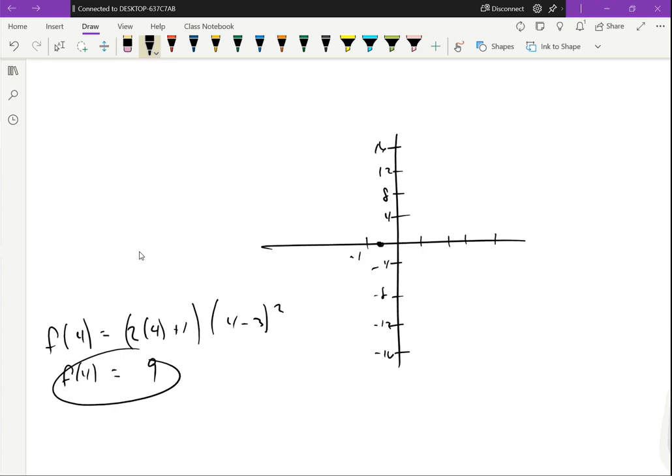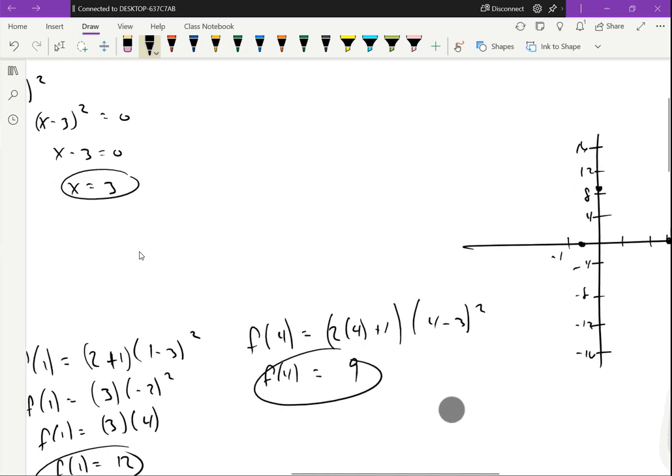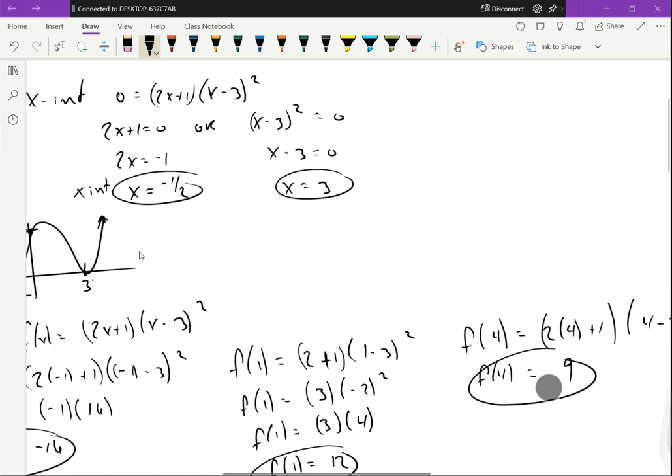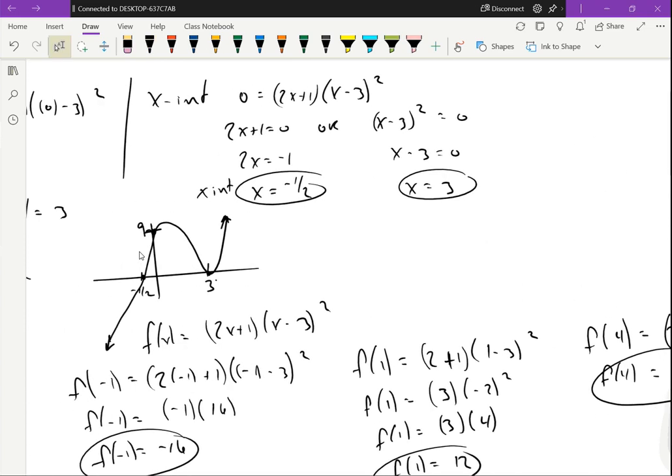At 0, we were 9. And then at 3, f of 4, we were again at 9. What were the other values here? F of 1, we were 12. So just plotting some points. And f at negative 1, we were negative 16, over there on the left.